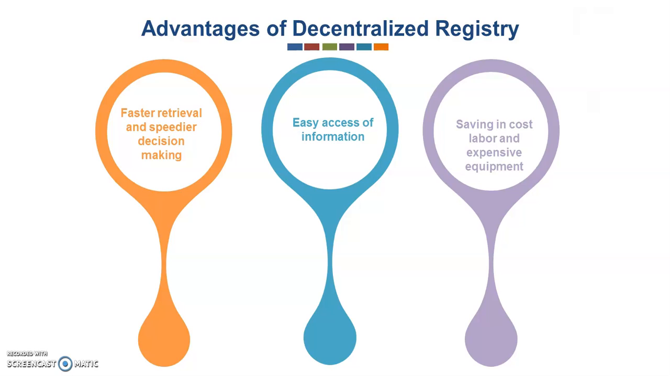Usually when they have their own registry, there will be a small registry space as compared to the centralized registry. So indirectly it will save on the cost of labor, which is the staff itself, and also on expensive equipment, because they only deal with the specific records of their department.